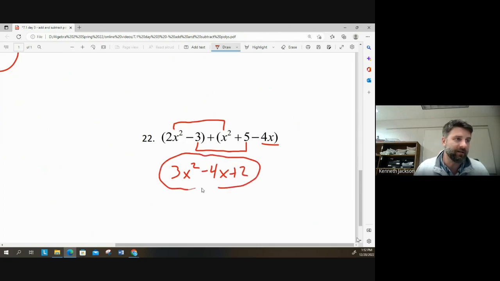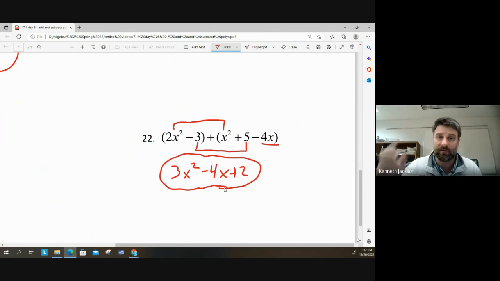Adding and subtracting polynomials. Combining like terms. Find the same variable, find the same exponent, put them together.